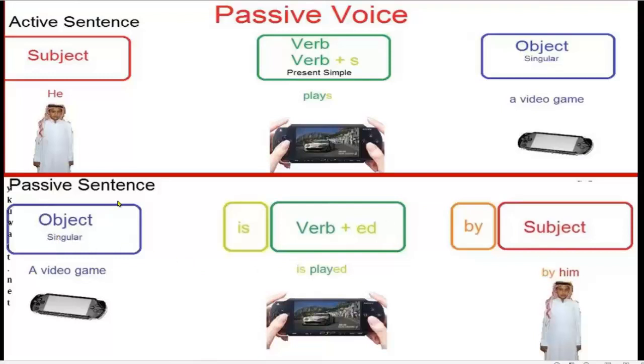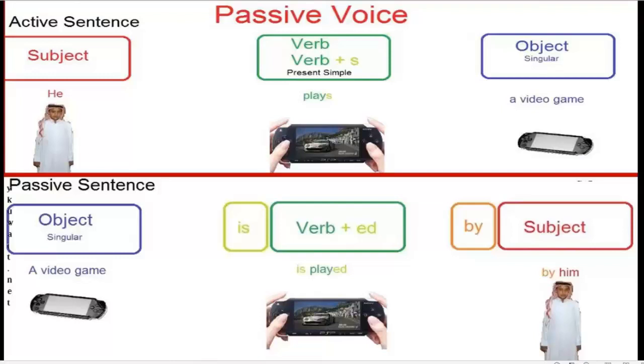In the passive sentence, we start the sentence with the object. A video game. A video game is singular, so it takes is. If it was plural, video games, it will be are. Then we follow it with the third form of the verb. The third form of the verb play is played. A video game is played by him. After by, we put the subject.